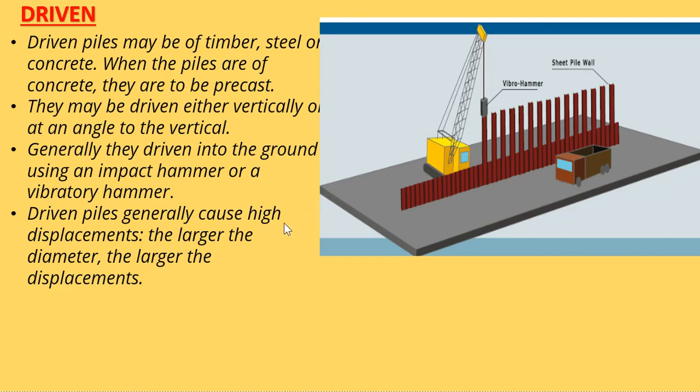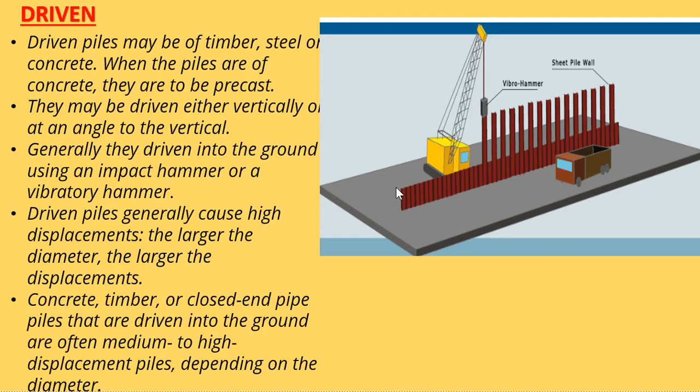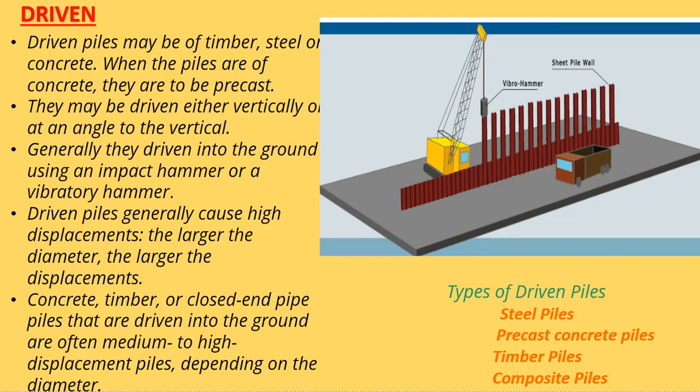Driven piles generally cause high displacements. The larger the diameter, the larger the displacements. Concrete, timber or closed-end pipe piles that are driven into the ground are often medium to high displacement piles depending on the diameter. Types of driven piles are steel piles, precast concrete piles, timber piles and composite piles.